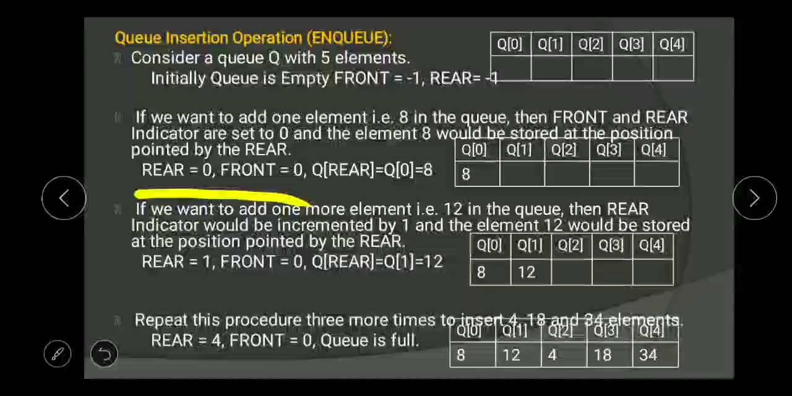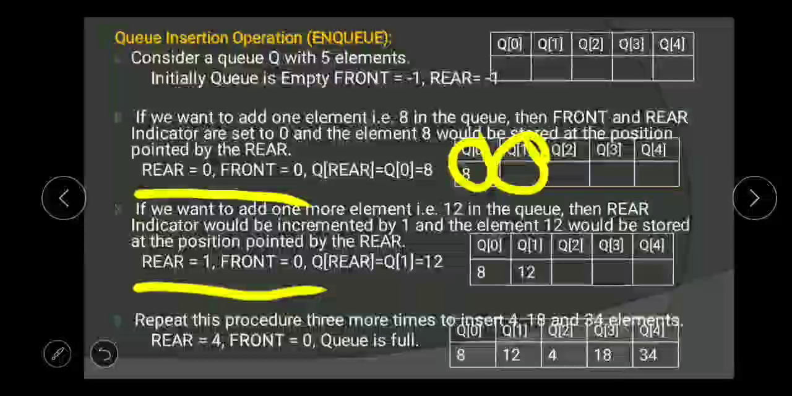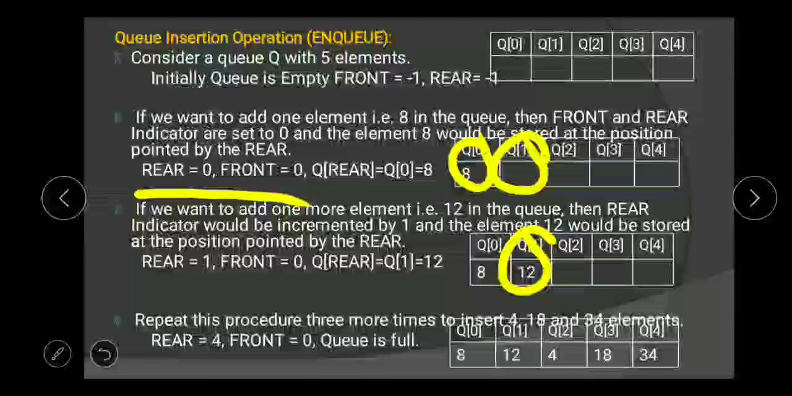That means q of rear, that is q of 0, is equal to 8. We inserted the element 8 in q of 0 at the rear position. And then if we want to add one more element, that is 12, in the queue, then the rear indicator would be incremented by 1. That means rear is equal to 1 and front is equal to 0. Q of rear, that is q of 1, is equal to 12. We inserted 12 at q of 1.